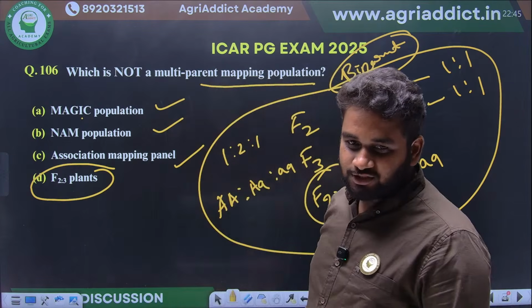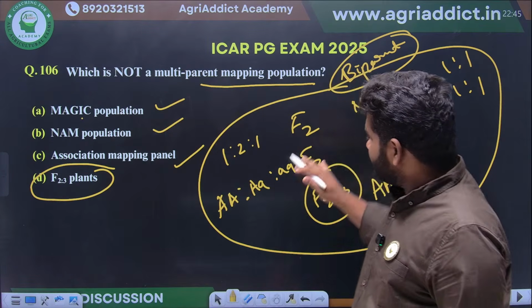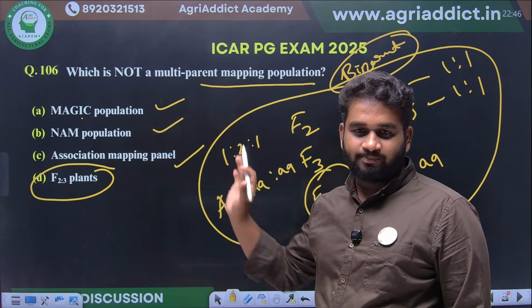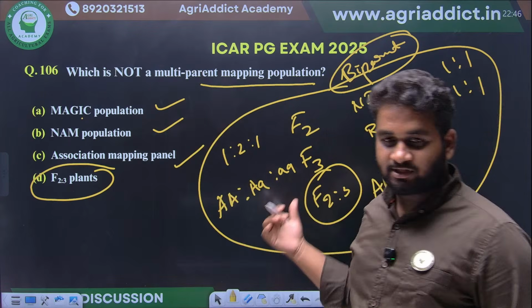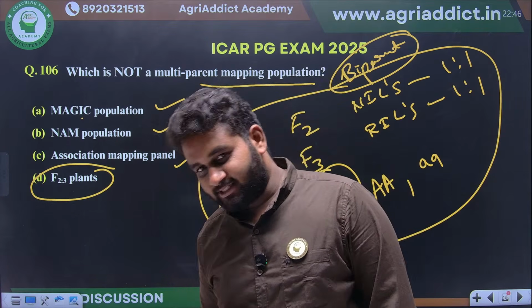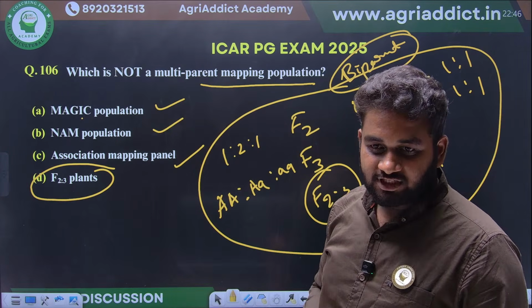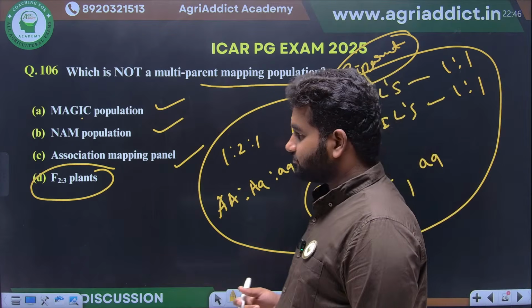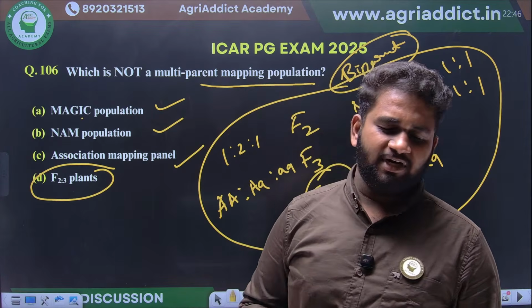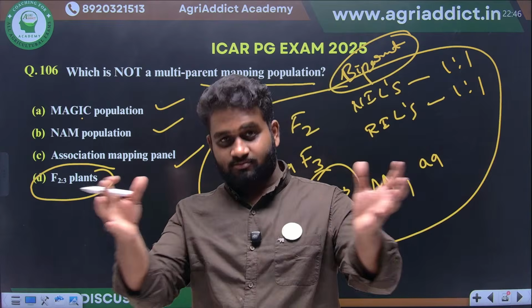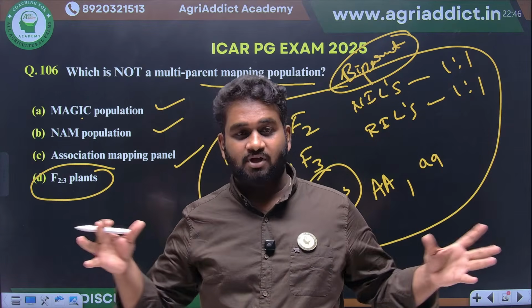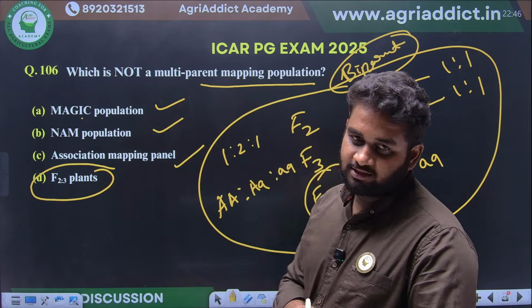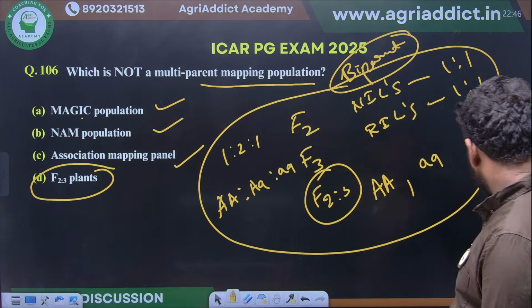But for UG students, they should know the segregation ratio of the population, so that you can call it a mapping population, since we can use this population to map the genes. In association mapping, sir, the natural population takes care of it. Yes, good. The mapping panel is nothing but the germplasm, the number of germplasms of that particular crop. It also contains more parents.